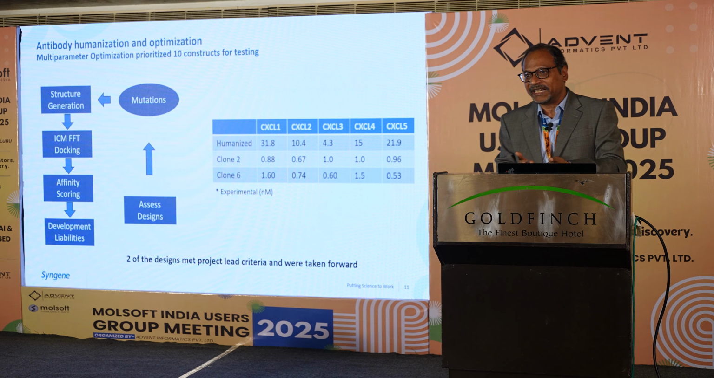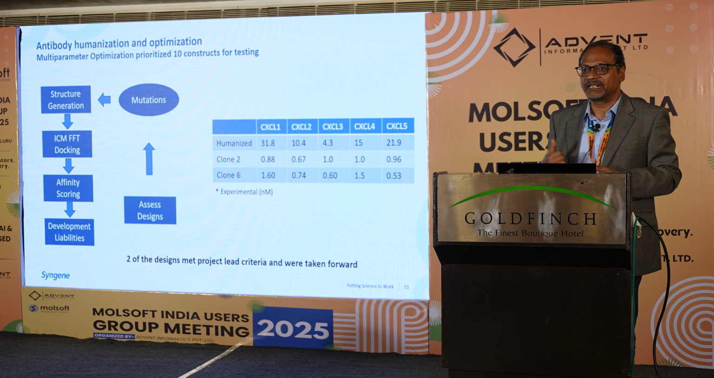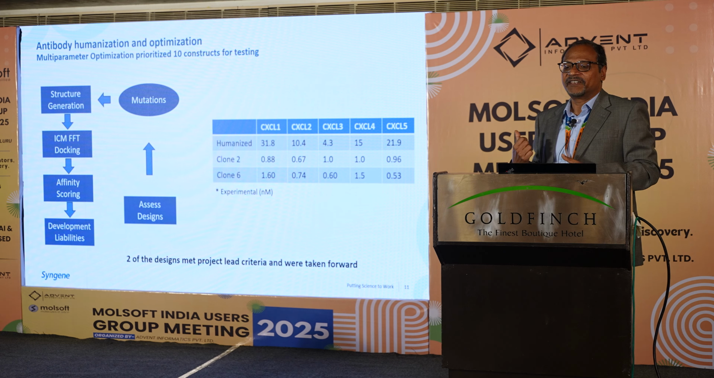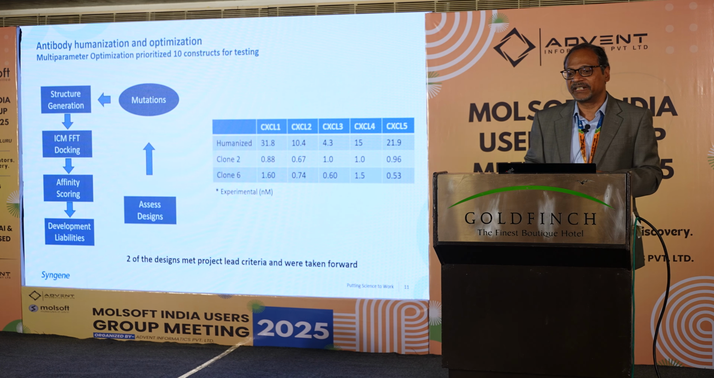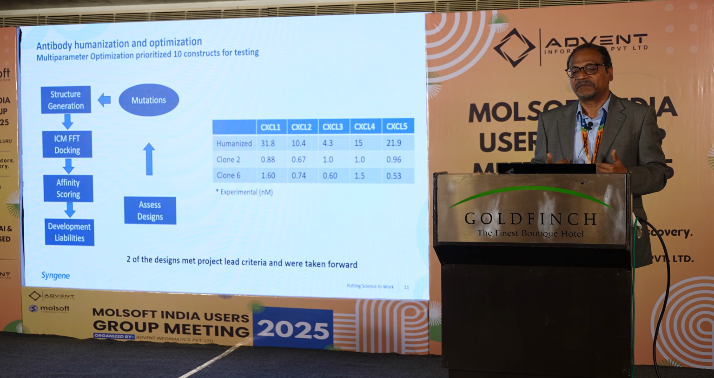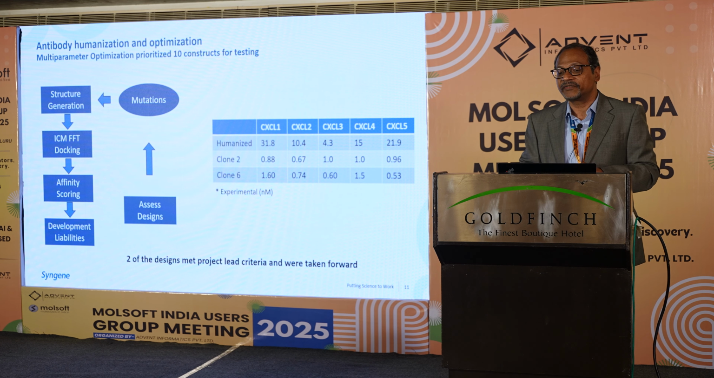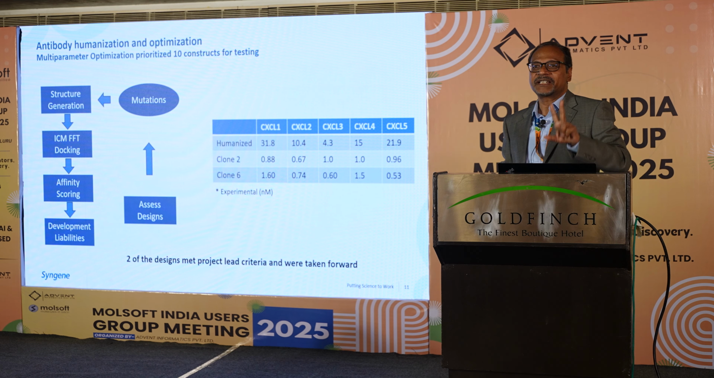So doing that, when we humanized the antibody, these are the experimental binding values. If you see the first row, when we humanized that, we removed immunogenicity, but it wasn't ideal in terms of affinity. Then in the next round, we prioritized 10 constructs for testing. Out of those 10, 2 met the project criteria. So the whole project was completed in 2 cycles.